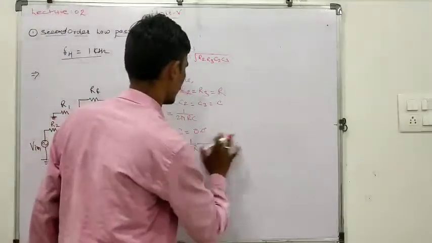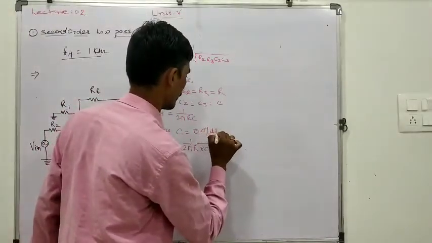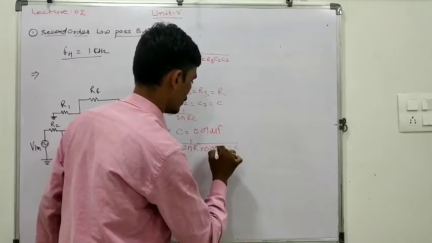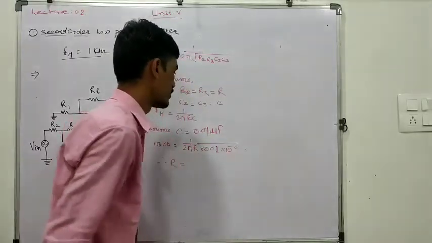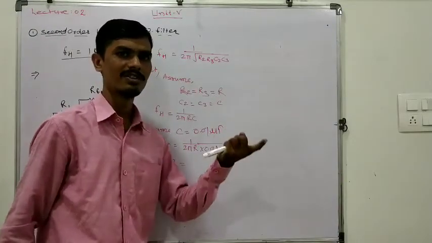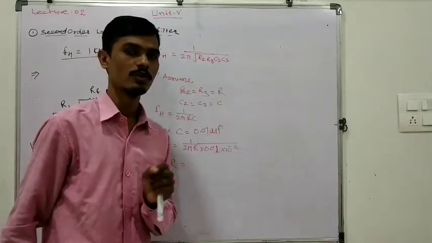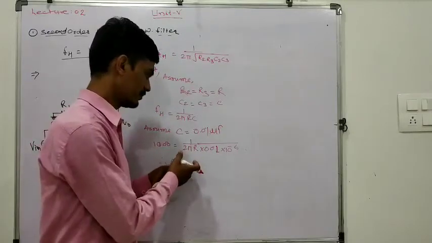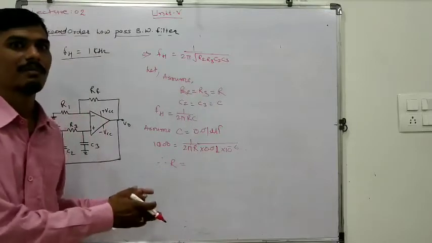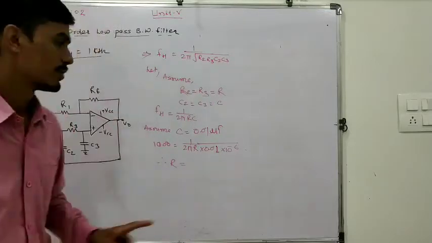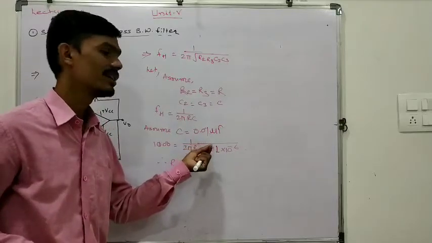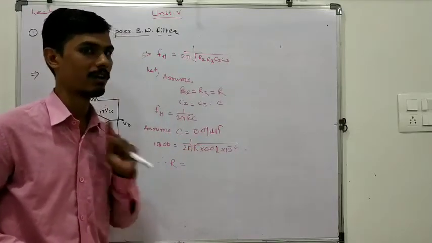We can easily find out the value of R, and here we are assuming 0.01 microfarad. In my solution I had just taken the 0.01 microfarad. That's why I am assuming here 0.01 microfarad. Otherwise you can take 0.001. I am assuming 0.01 as I am taking this value in my notes. Otherwise you can take the value of C equal to 0.001 microfarad also.